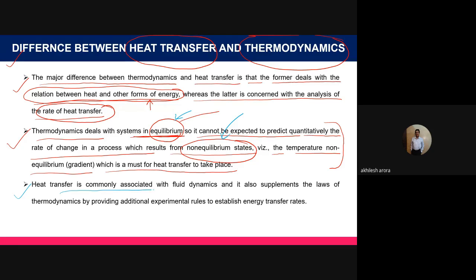Heat transfer is commonly associated with fluid dynamics, and it also supplements the laws of thermodynamics by providing additional experimental rules to establish energy transfer rates. So when we will be studying heat transfer as a separate subject, we have to take into consideration fluid dynamics also, and there will be some other experimental rules or additional laws which we have to study to calculate the value of the heat transfer. In thermodynamics we have not used any specific experimental principles or laws through which we calculated the value of the heat transfer. It was basically the energy transfer principle or energy conversion principle that we used to calculate the values of heat transfer.